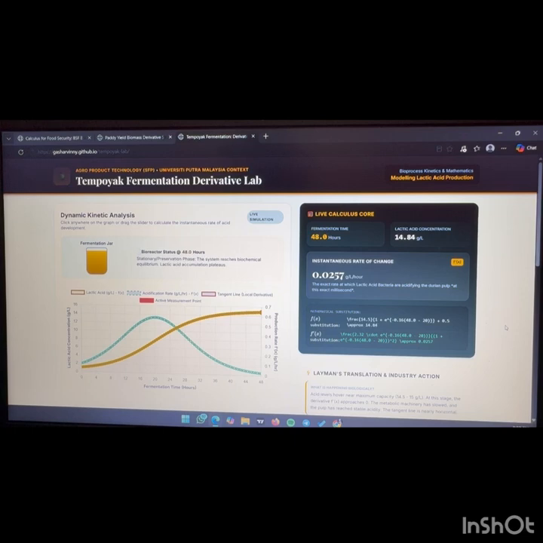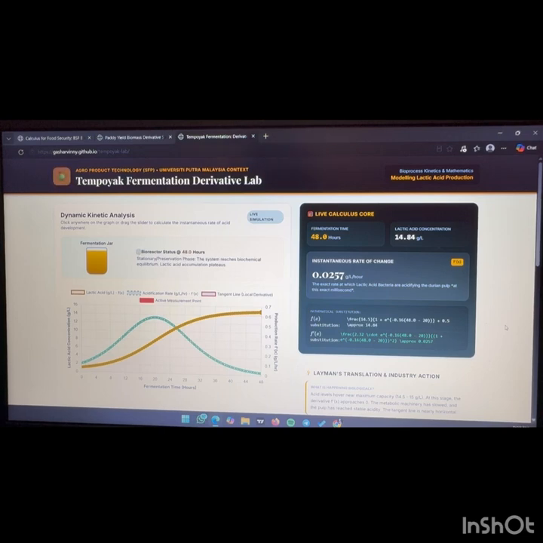This rapid degradation causes massive post-harvest losses, particularly when surpluses occur and physical blemishes render the fruit visually unsellable. The scientific solution is controlled lactic acid fermentation, which produces tempoyak, stabilizes the pulp, drops the pH and preserves the essential nutritional elements naturally.